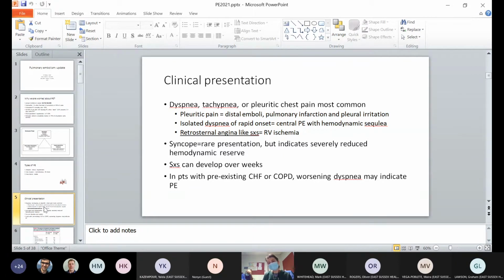Breathlessness alone, thinking about PE, could be central. And if you have evidence of right heart strain or heart strain in general, when people have coronary artery disease and their weakest point is a coronary artery, they could even have angina, like retrosternal chest pain. That is actually quite interesting, because obviously when we see patients, quite often the dilemma is: is it angina or is it PE?